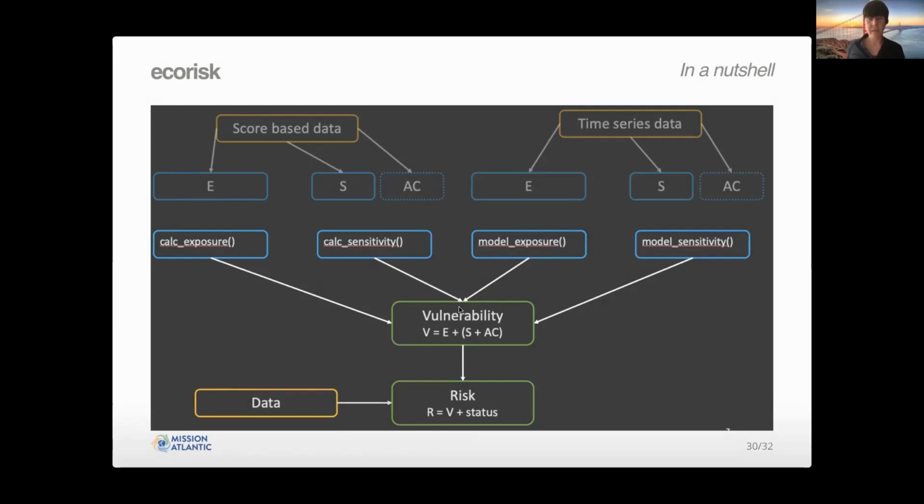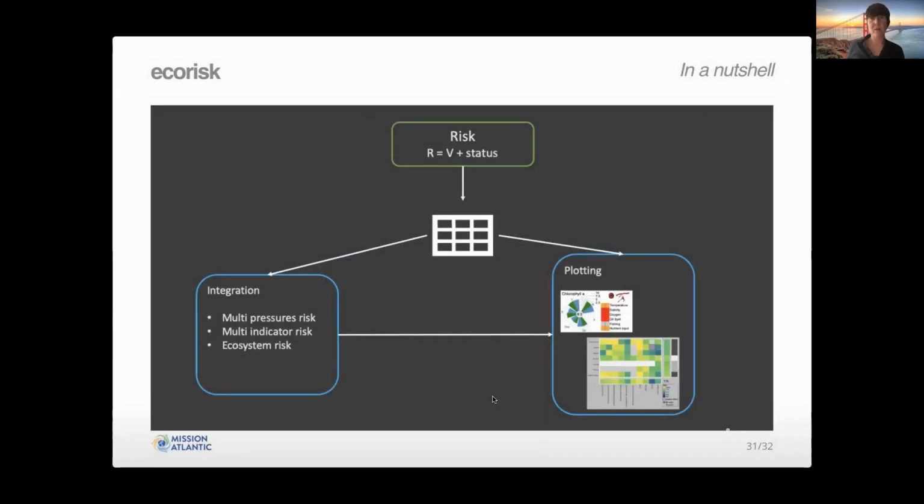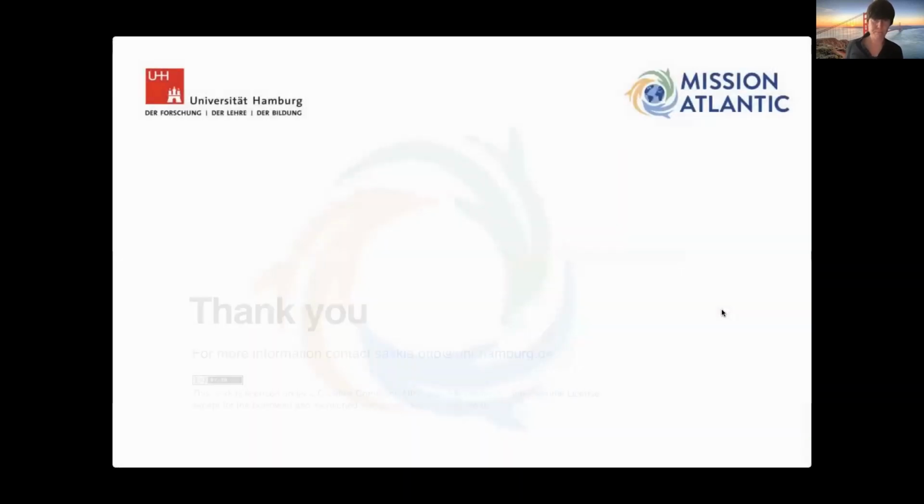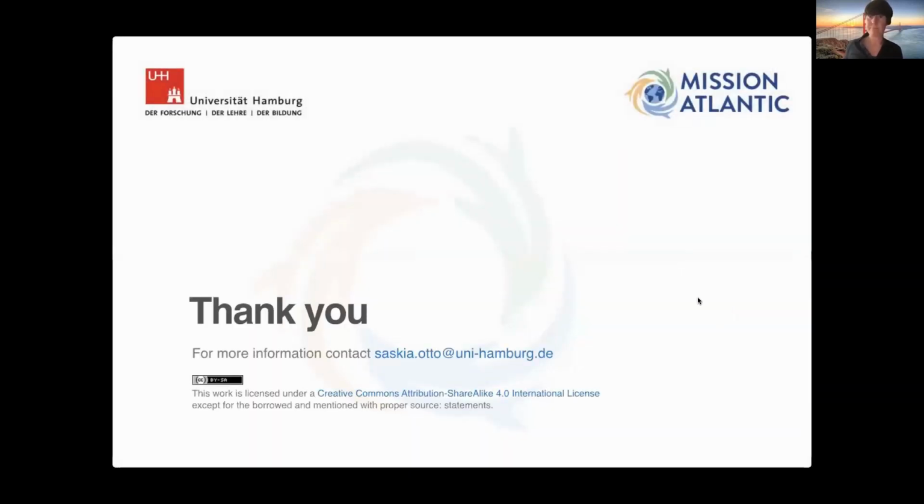And once the vulnerability is defined, define the status, whether it's above a specific threshold or not, and then the risk to move into a good or bad state. And that is done on an individual indicator, but they can then also be integrated to estimate the multi-pressure risk, multi-indicator risk, and the entire ecosystem risk, and then visualize that. So that's the plan for the package. With that, I'd like to thank you for listening and can take your questions.